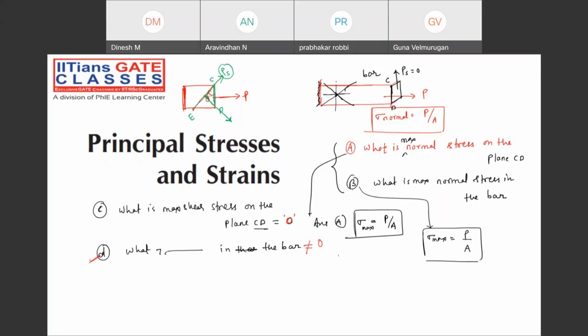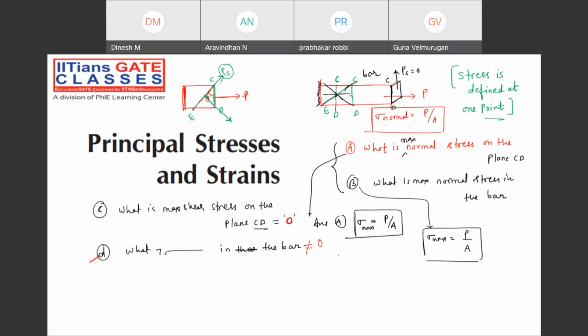Right now, you got the development and understanding of the fundamental thing: what is actually happening? Because one definition is there: stress is defined at one point. At one point, a lot of planes are passing through. CE plane, right? So suppose this is CED plane, CE plane will be something like this. This will be CD plane, right?